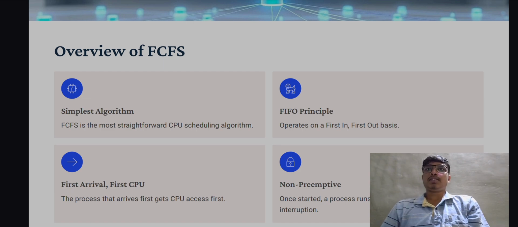First one, simplest algorithm. FCFS is the earliest and easiest CPU scheduling method because it follows a very simple rule. The process that arrives first gets the CPU first. There are no complex calculations, and there is no priority system.